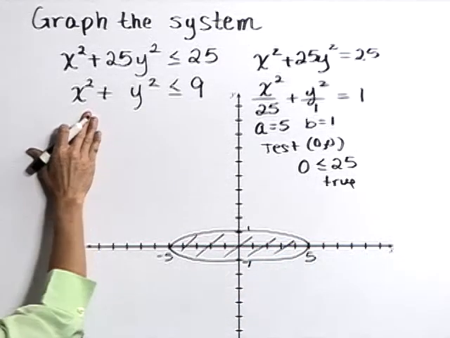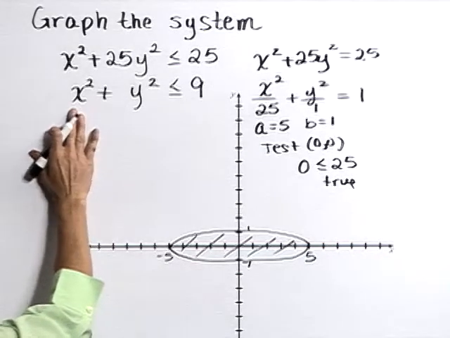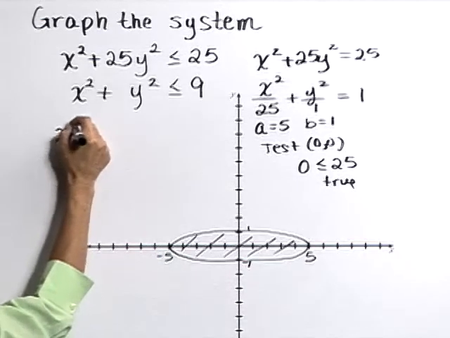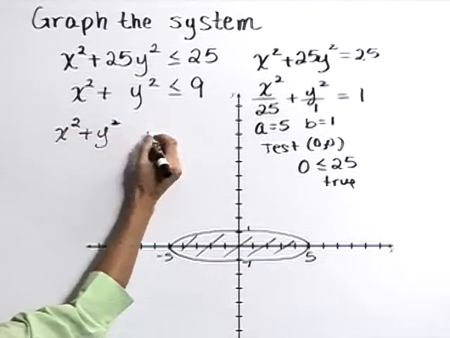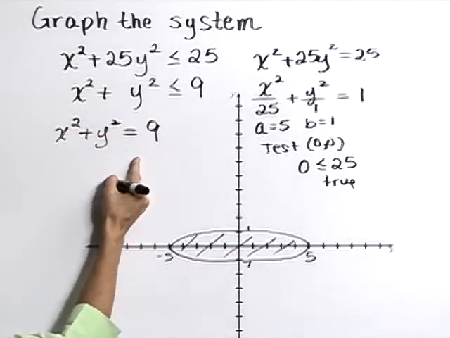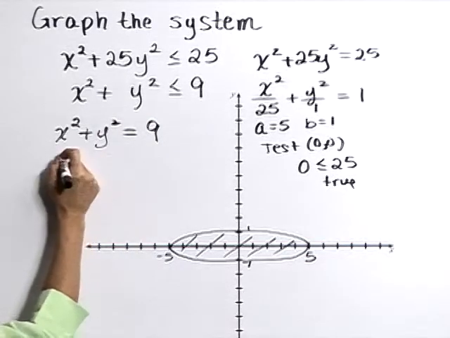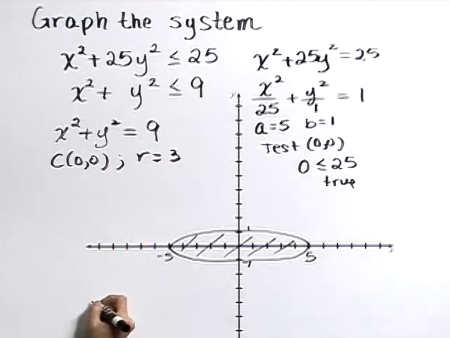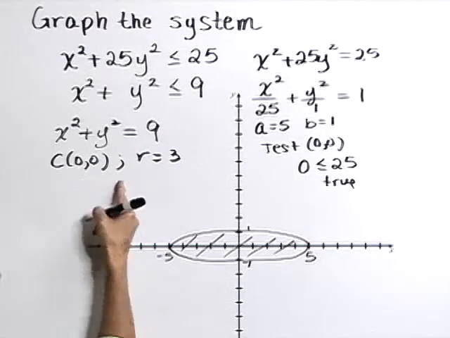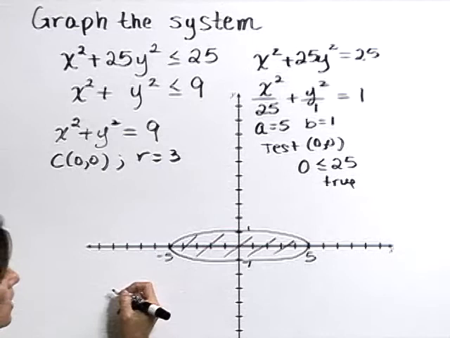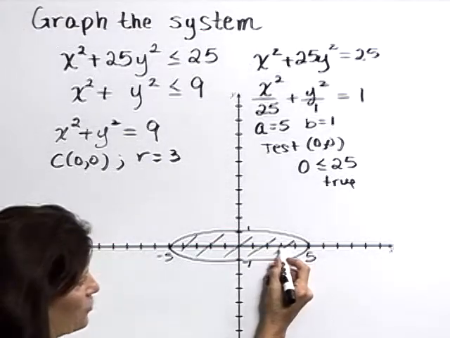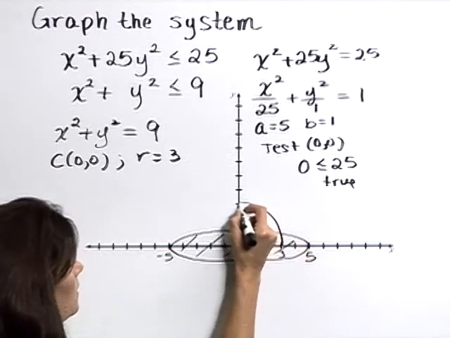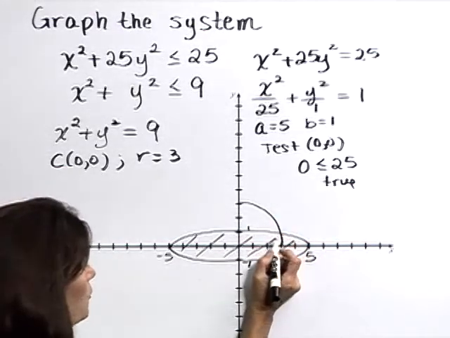Now let's look at our other inequality. This basic graph is a circle. If we think of its boundary, x squared plus y squared is equal to 9. That's a circle centered at the origin with radius 3. Let's graph the boundary then for this circle. We're going to go out 3 units in each direction from the origin. And just do your best to sketch a circle.